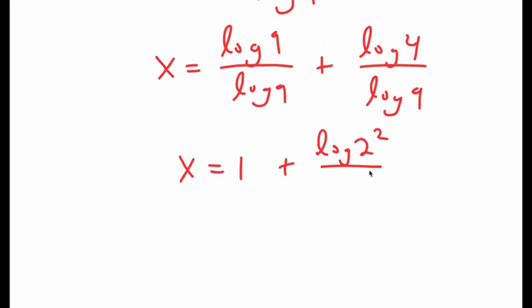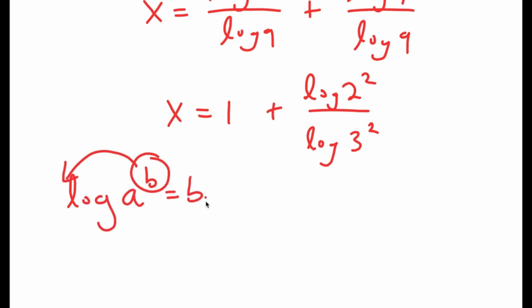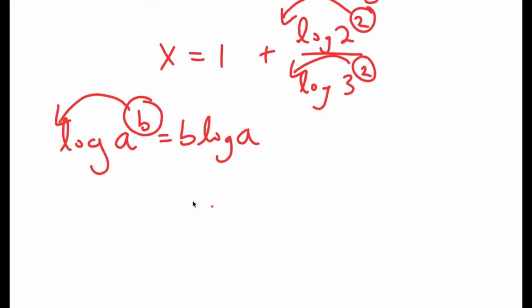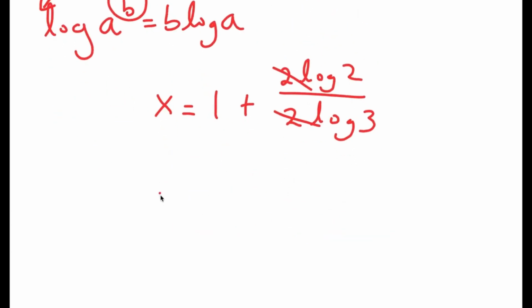log of 2 squared over log of 3 squared. And if I have something in the form log of a to the power of b, I can move this exponent b to the front, so this turns into b times log a. In this case, I can move 2 to the front over here, 2 to the front over here. So I get x is equal to 1 plus 2 times log 2 over 2 times log 3. From here, I can cancel out these two 2's. So I get x equals 1 plus log 2 over log 3.